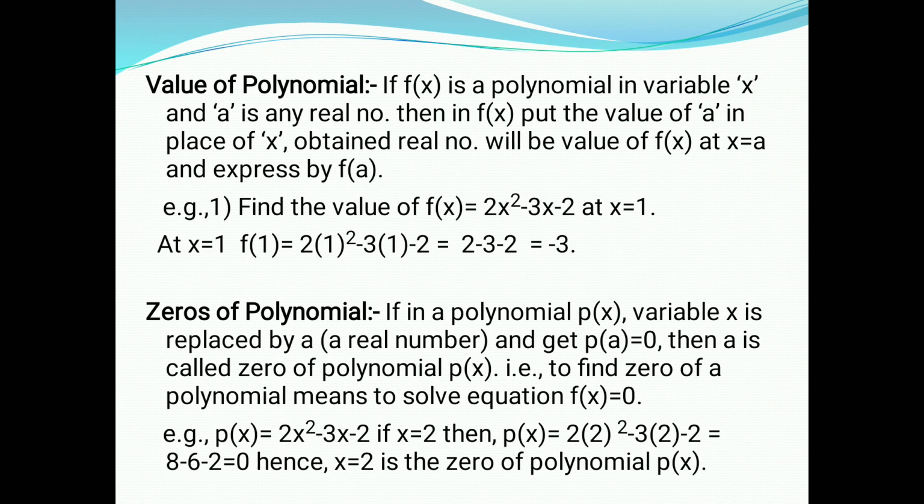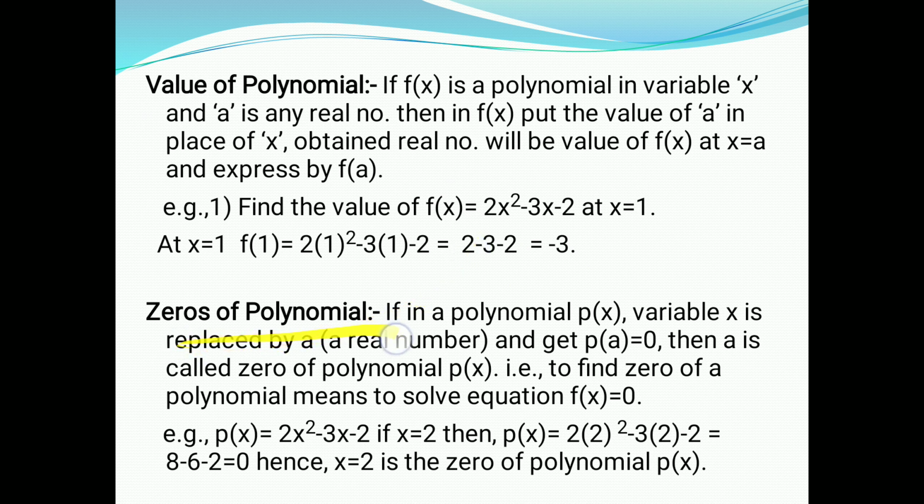Value of polynomials. If f(x) is a polynomial in variable x and a is any real number, then if we put a in place of x in f(x), we get some value of the polynomial f(x). For example, take f(x) is equal to 2x square minus 3x minus 2. So in place of x, we have put 1. This 1 is nothing but a. So this a we have put in place of x, and when we solve this polynomial, we get the answer as minus 3. So this minus 3 is nothing but the value of polynomial f(x). Clear? Let's move on to zeros of polynomial.